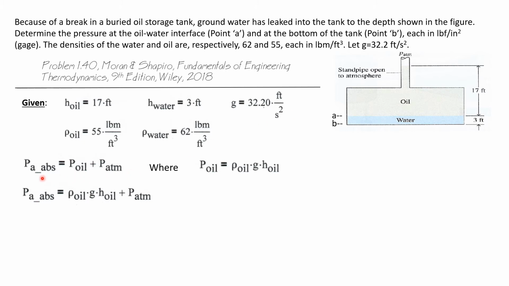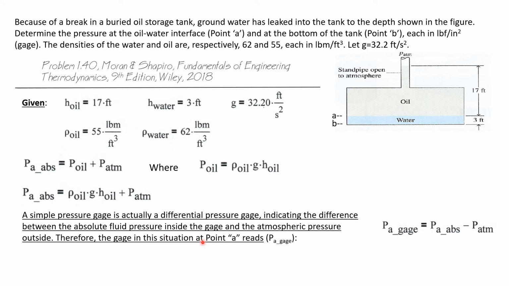Okay, so once again, the pressure at point A, the absolute pressure, is the pressure of the oil plus the pressure of the atmosphere, and the pressure of the oil is given by rho gh, all using values for the oil. So we can substitute that, and now we have the absolute pressure at point A is rho gh for the oil plus the pressure of the atmosphere.